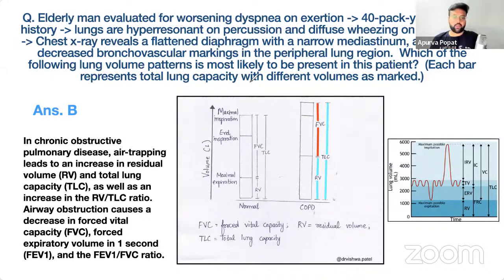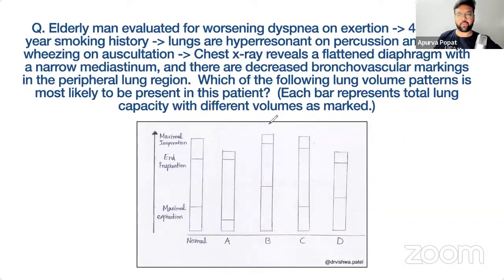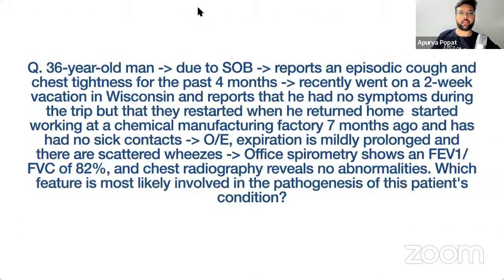So perfect. If I just go back, you said obstructive lung disease. What about this one? What is this? Restrictive lung disease. This is restrictive lung disease. Perfect. All right. A 36-year-old man is coming with shortness of breath.